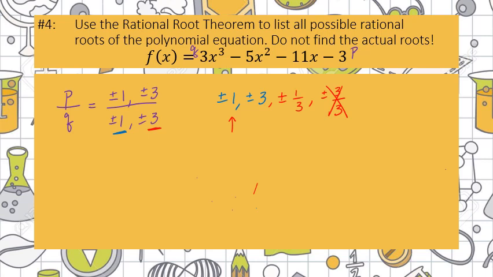So you don't have to list repeats, which will sometimes happen as you're going through. Things will reduce into factors that you've already listed. So we actually only have technically 6 possibilities, but we only had to list out 3 numbers for all the possible rational roots of this function.